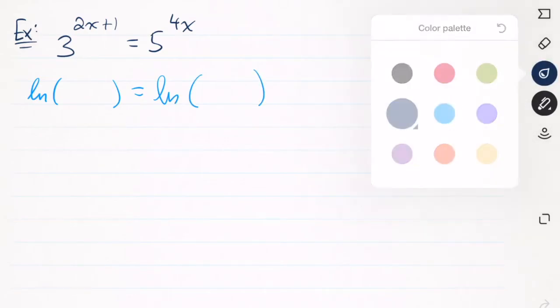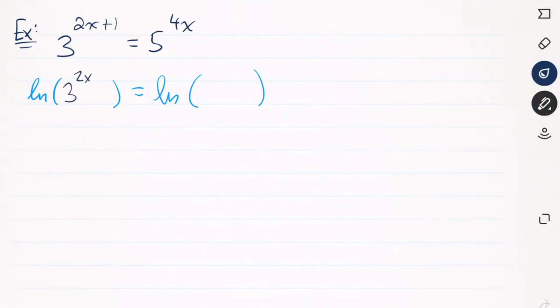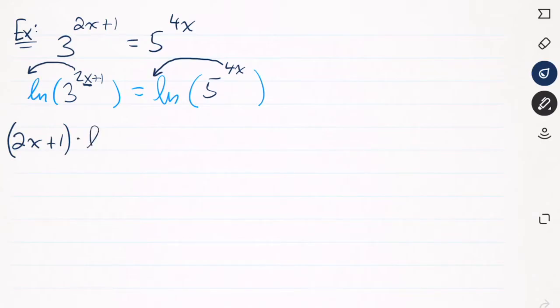All right. So this becomes ln of 3 raised to the 2x plus 1. This becomes ln of 5 to the 4x. So again, the point of ln'ing both sides or logging both sides is so the power gets dumped down out front because the x's cannot be solved for while they're up high. So this side is going to become 2x plus 1. Don't forget the parentheses because it is a single power times ln of 3 is equal to 4x times ln of 5.